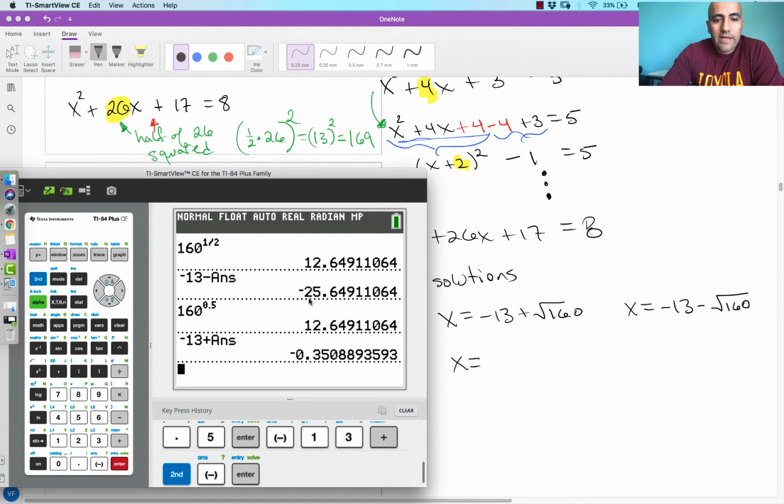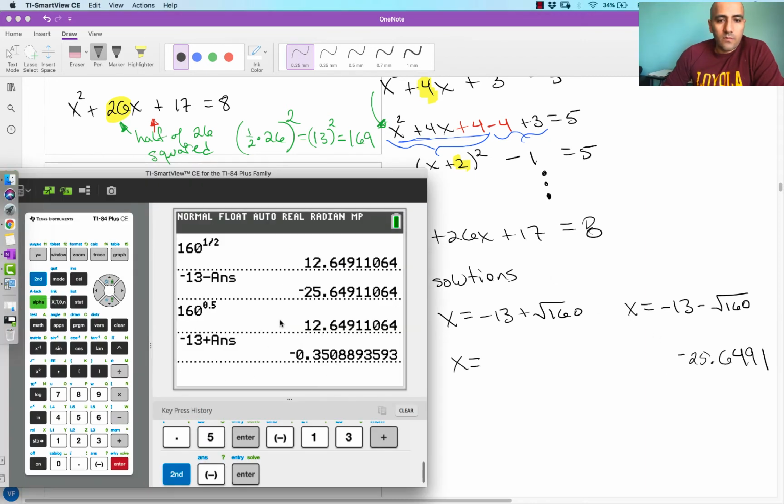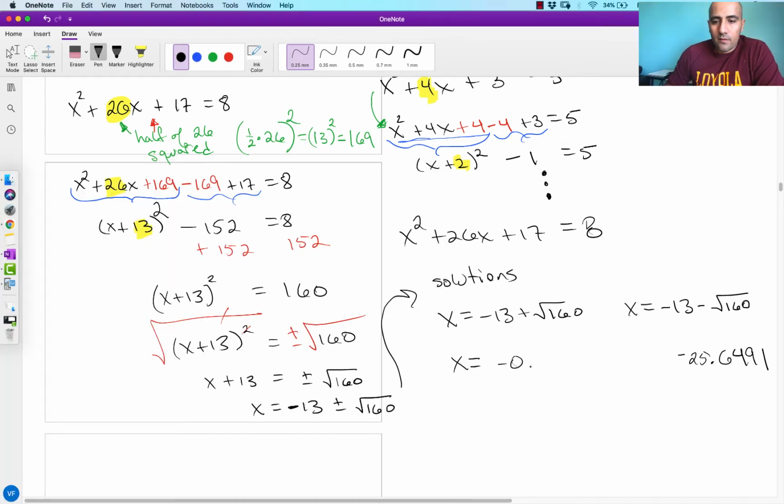So from here we get that one answer is negative 25.6491. So negative 25.65, that's this one. And then the other one was 0.3501. So those are just a couple of decimal approximations to the answer.